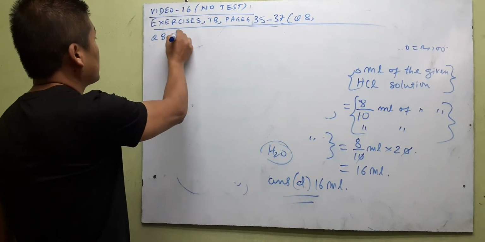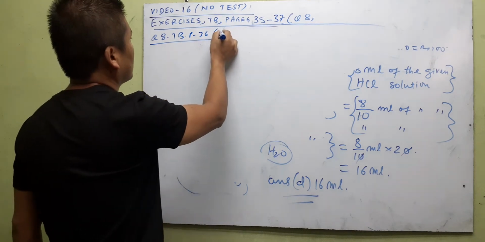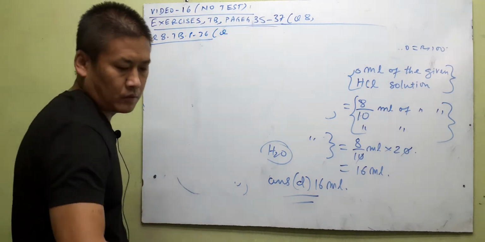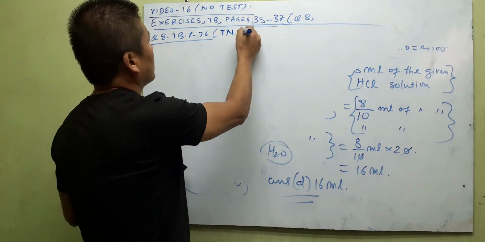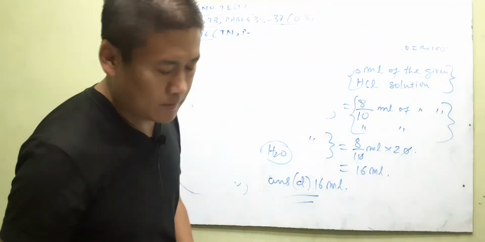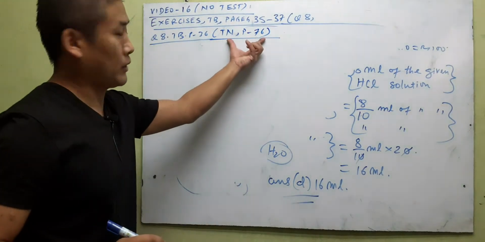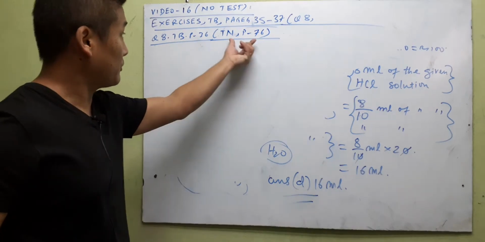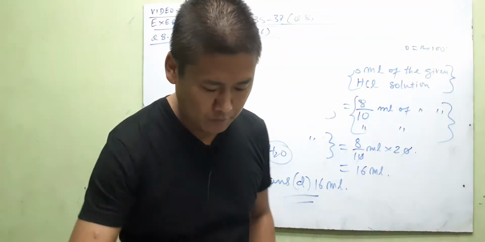Question number 8, textbook, page 36. Near that one, you just write tuition note. You'll find this on tuition note, page 76, like that. So go to page 76 of your tuition note after that. Write this near this question on your textbook, page 36, and then go to page 76 of your tuition note. No need to write anything, I think.